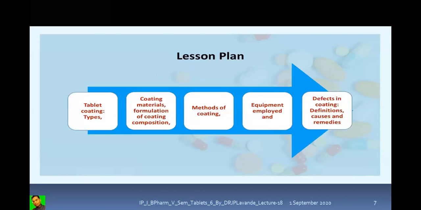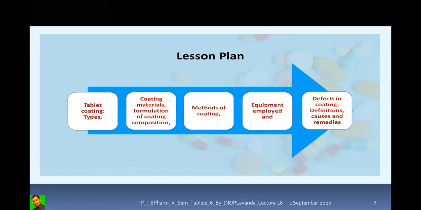Now, in order to understand all these steps and processes, we have to go through our lesson plan like this. What are the different tablet coatings? What are their types? Which types of coating materials are we going to be using? How are we formulating the coating solution, what is its composition, what are the different methods of coating, which equipments are used for the process of coating, and last but not the least, the different kinds of defects that occur in the coatings, their definitions, their causes, and their remedies.